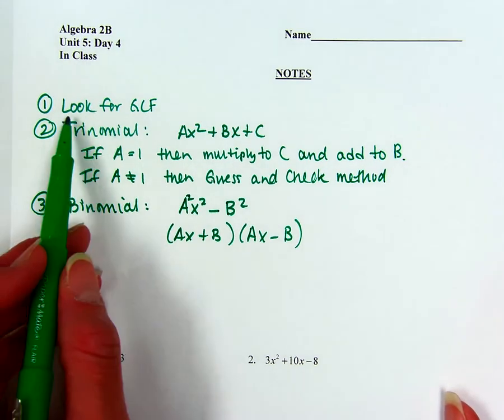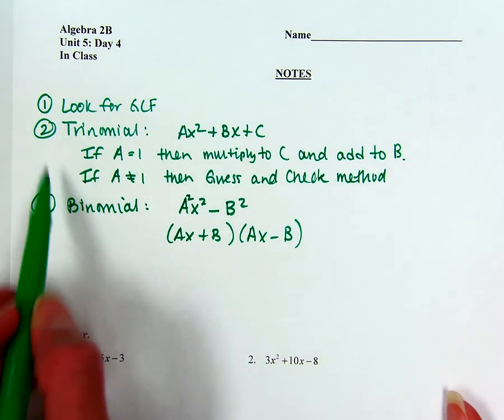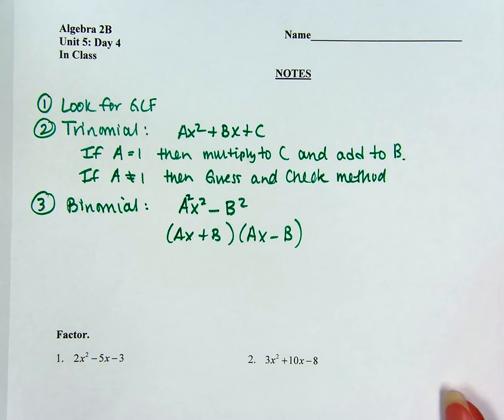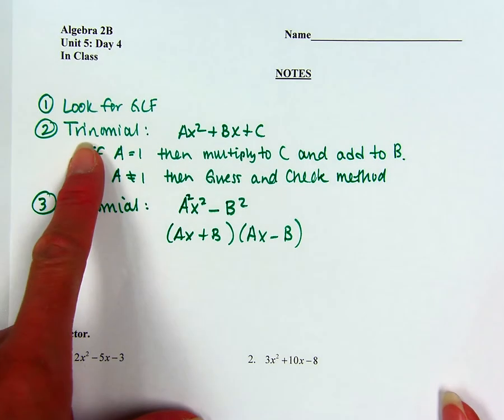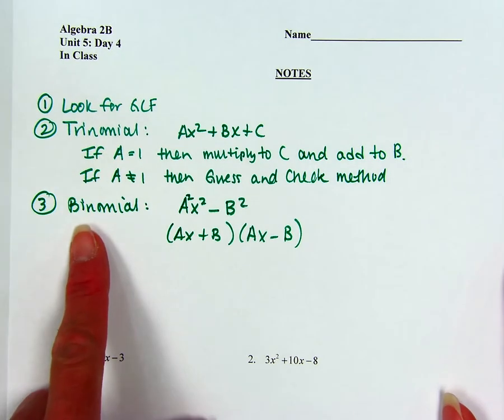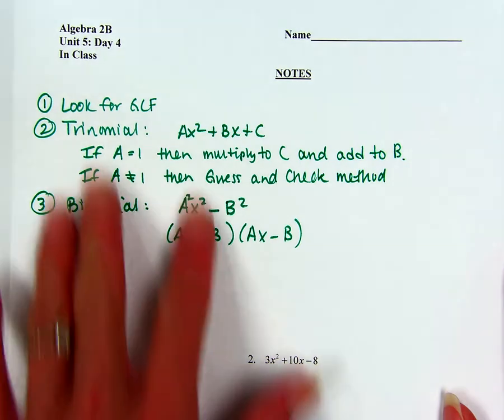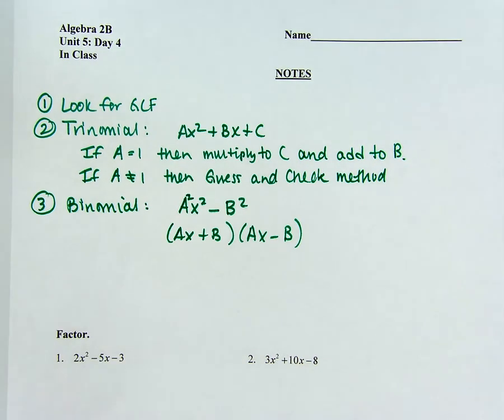So we're going to look for a GCF, and then after you do that, you're going to evaluate, do I have a trinomial or a binomial? Remember, trinomial means that there's 3 terms. Binomial means that there's 2 terms. All right, and then we'll come back to this to refer back to how do you factor from there.